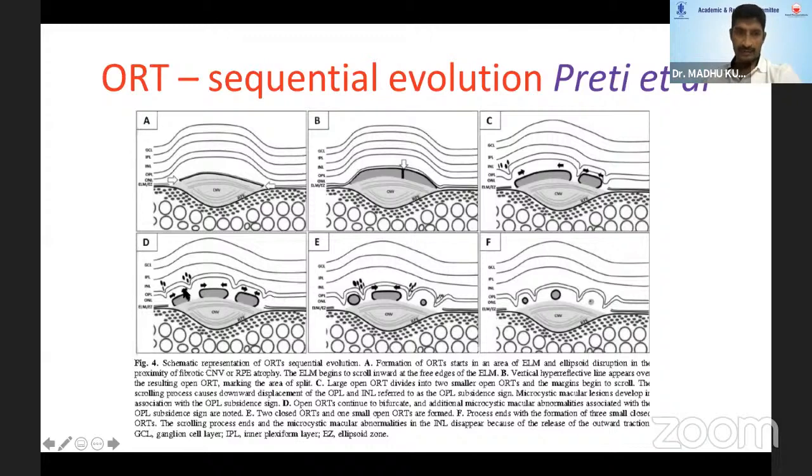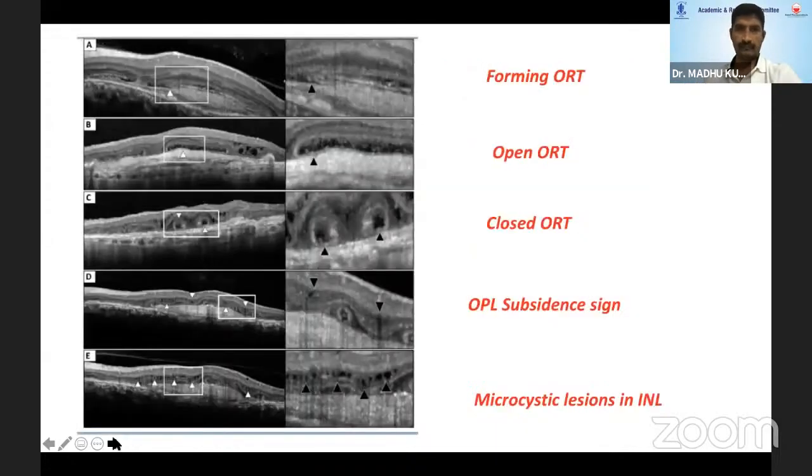When these smaller ORTs are being formed, we see the OPL subsidence sign, where the OPL dips down between the two ORTs, causing traction on the ganglion cell and other inner layers of the retina. This causes small cystoid spaces, which are not fluid, but are actually because of the traction on the retinal layers. So in the end, the ORT takes its usual feature of a circular hyperreflective layer with a hyperreflective center.